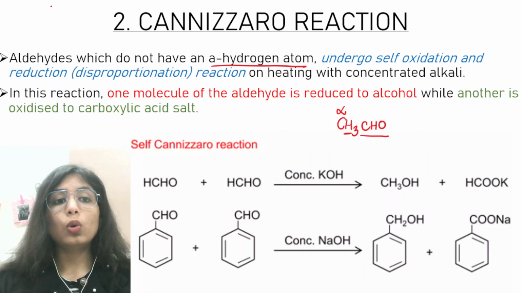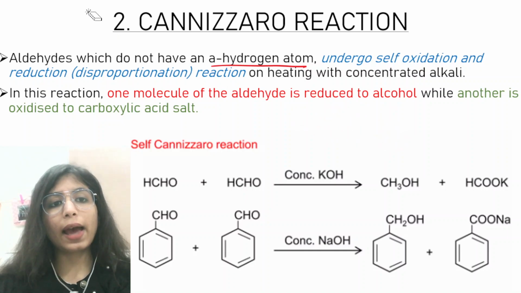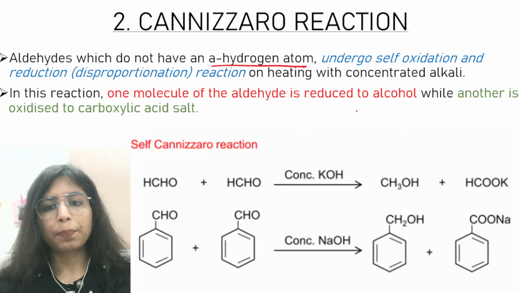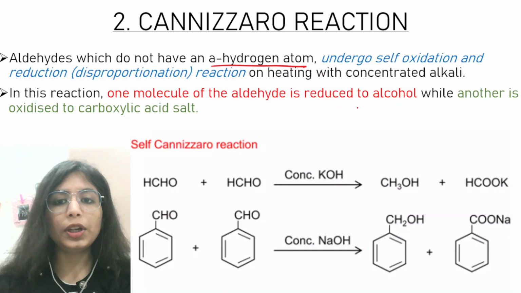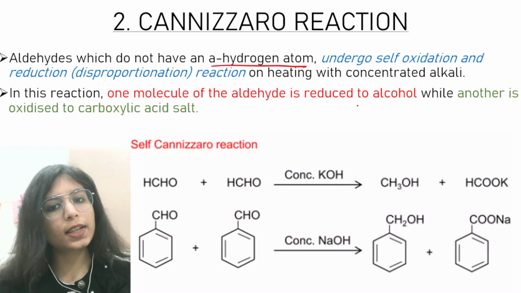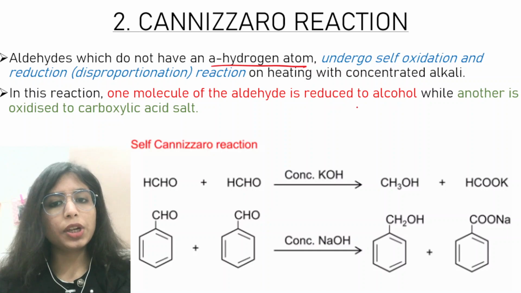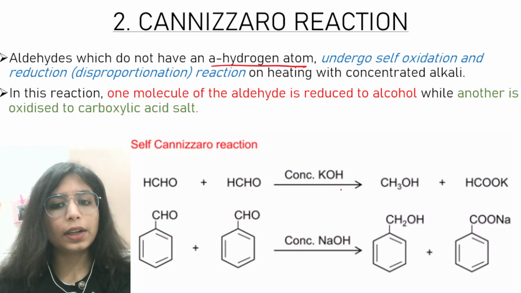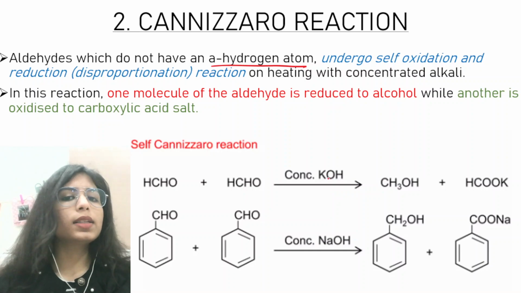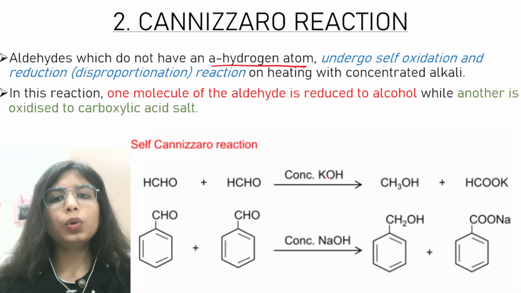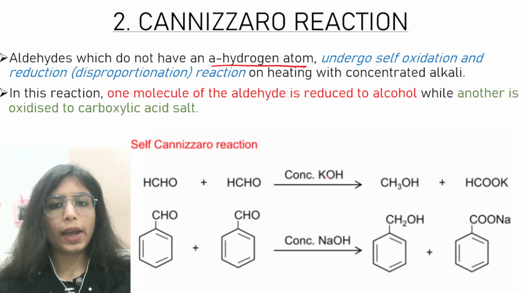In case no alpha hydrogen is present, then what reaction is going to take place? The Cannizzaro reaction is going to take place. In order to study any reaction, we must know three things. First is the substrate, what substrate we are going to take. Second is the reagent, the things that are written above the arrow. And third is the product. If you know all of these three things, then you will be able to do any reaction.